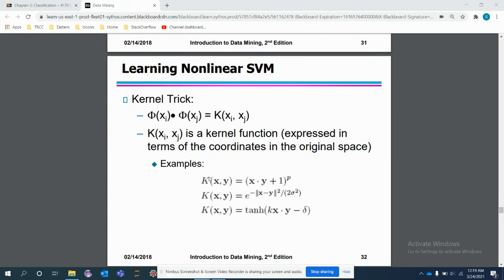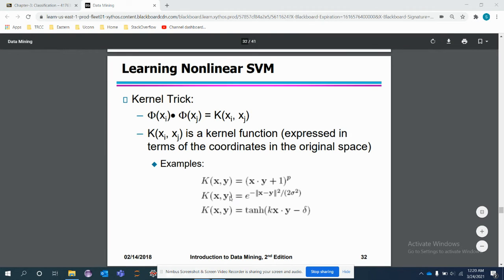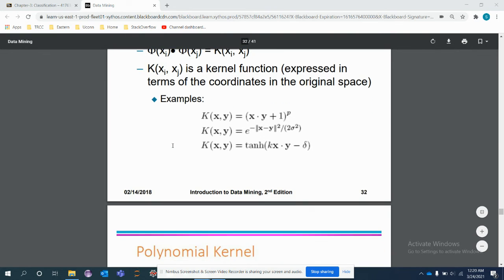Here, if we again, in a simpler way, want to try to understand the kernel trick of nonlinear SVM: for a kernel function k of xi xj between two instances, that is xi and xj, it can be defined by the first formula here. Some of the examples are provided here. The first one is your polynomial, the second one is your Gaussian radial basis function, the third one is your sigmoid function. This is your kernel trick.